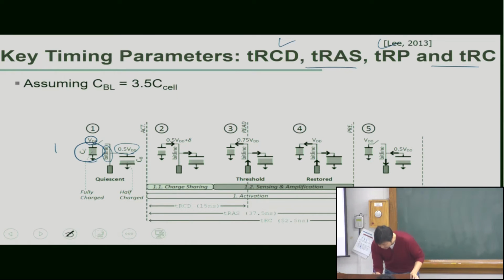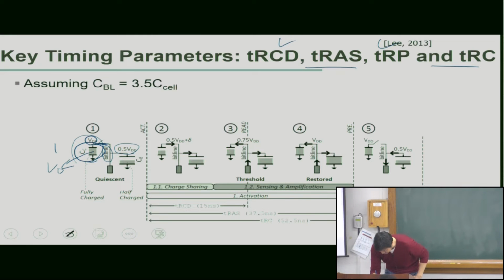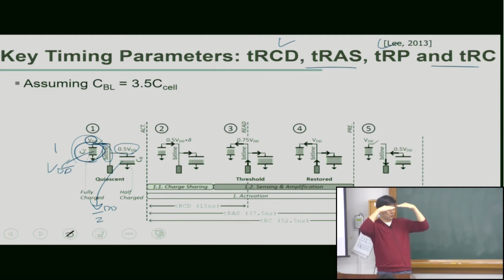And then let's say this specific row is selected. Then now these two lines will be connected, right? Then what's going to happen is what is called charge sharing. So charge sharing is what happens when you actually connect these two capacitors on different voltage level. So now this one is fully charged like VDD, and this one is half charged like 1/2 VDD. So if you actually connect these two, then what will be the final voltage level?